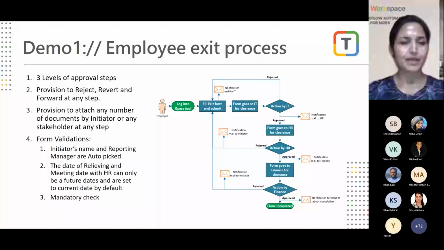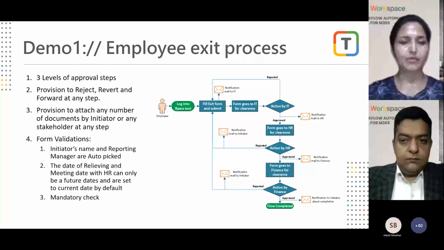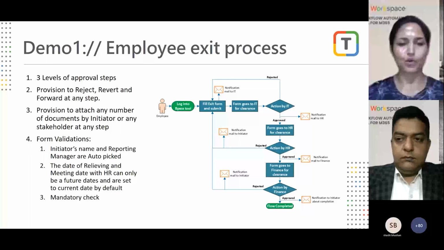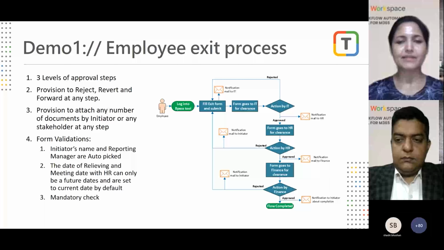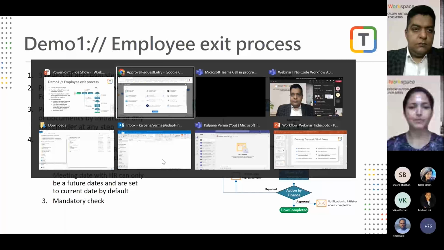Any number of attachments can be attached at any step. And there are certain validations on the form. The initiator name or the reporting manager name are automatically getting picked up. There are a couple of dates, the date of relieving and a meeting date with the HR. They can only accept the future dates and the current date, not the past dates. And some fields have been marked as mandatory, and we'll see the mandatory check as well.